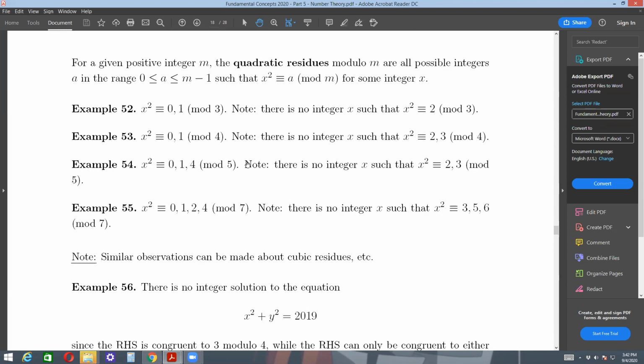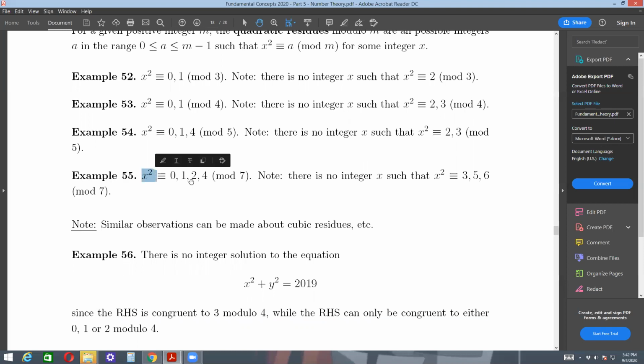Right? You could even go further for any other prime. So x squared could only be congruent to 0, 1, or 4 mod 5. It could never be congruent to 2 or 3. Right? x squared, again, if you consider mod 7, could only be 0, 1, 2, or 4. It cannot be 3, 5, or 6.